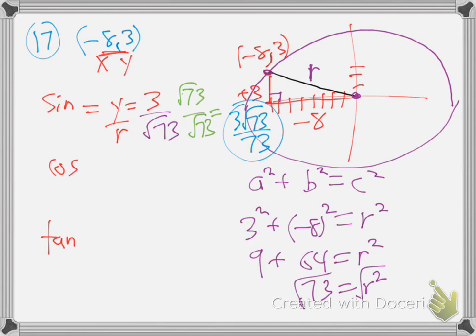And then you could do the rest, right? Cosine, well, let me do one more. Cosine would be x over r. What was x? Negative 8. Negative 8 over root 73. And again, multiply top and bottom by root 73. And tangent would just be negative 3 eighths. Yes.